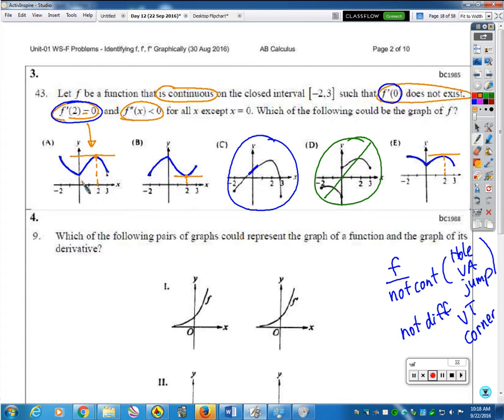That last clue. F double prime is supposed to be less than or equal to 0. So I'm going to talk about that clue. Chance. So if it's less than 0, we know from the chart that it has to be negative all the way, so it has to have only cup downs, it can't have a cup up.